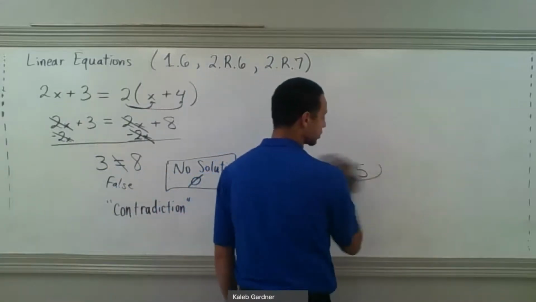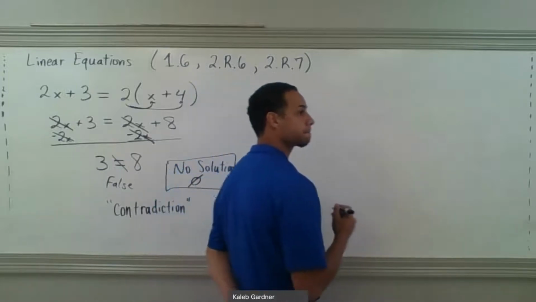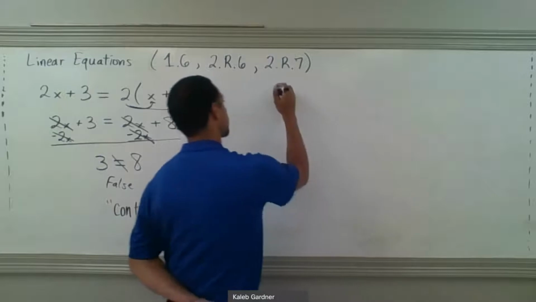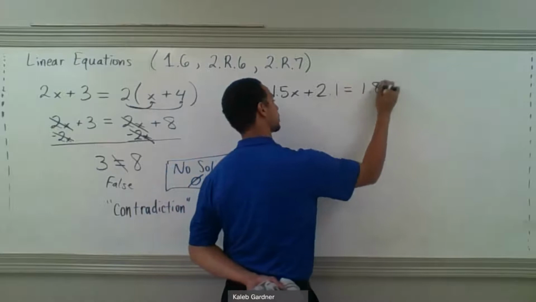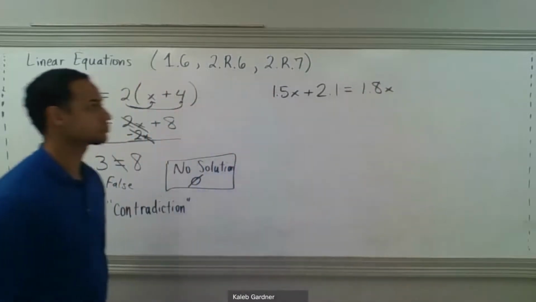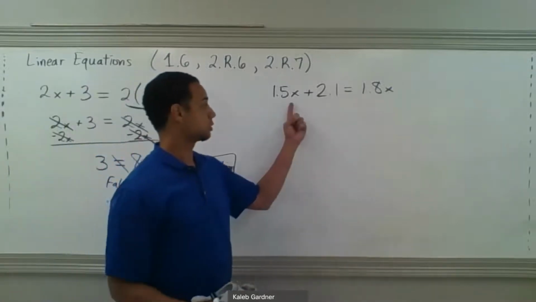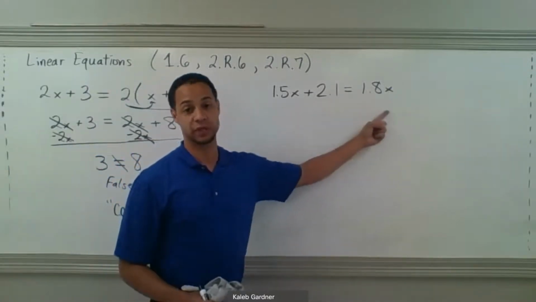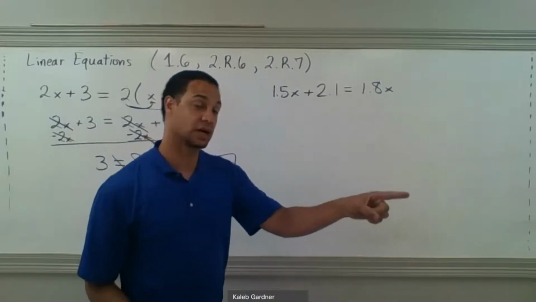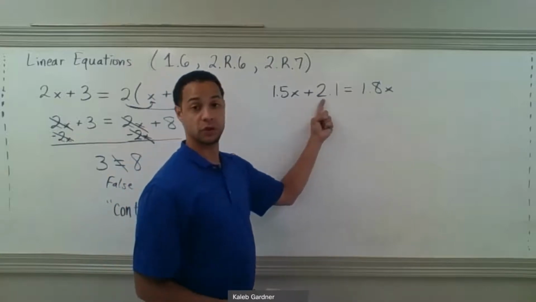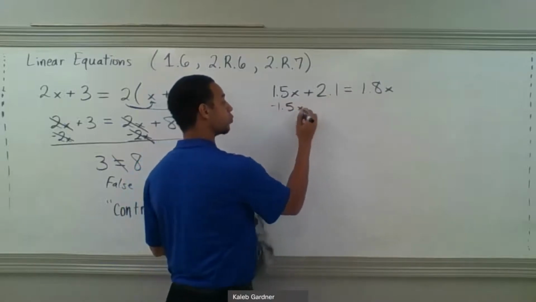All right, so let's take this thing to another level. 1.5x plus 2.1 equals 1.8x. Again, we have an x, which is a variable, on either side of our equal sign. So let's get them together. I'm going to suggest that we go right this time because 2.1 is already on the left side of the equal sign. And I don't want to have to move more than once.